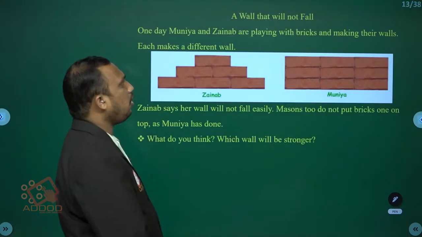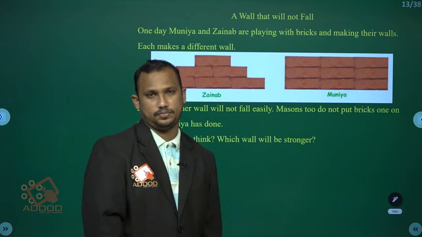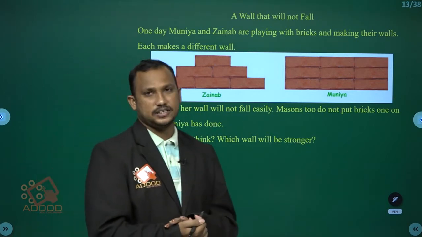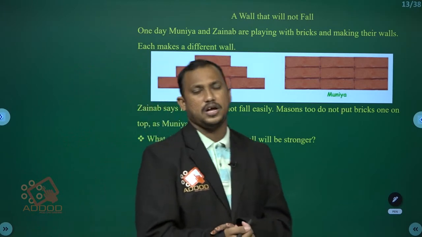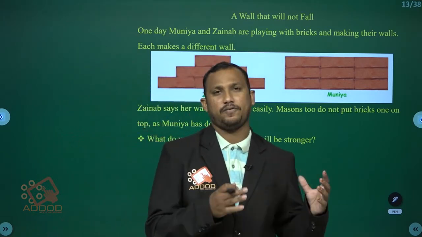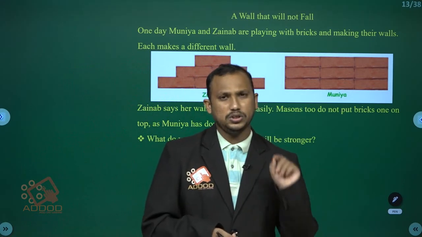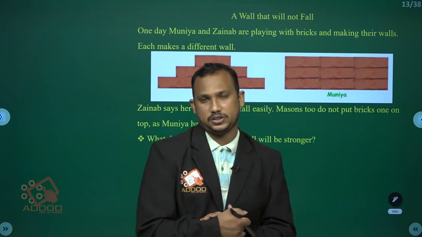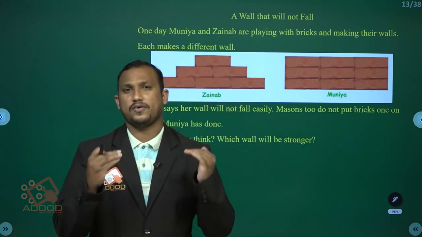Okay. Wall that will not fall. In these two images, the two students are Zainab and Munaya. These are the two students. They construct different patterns of wall. So whose wall will fall down is the question. Whose wall is going to fall down?